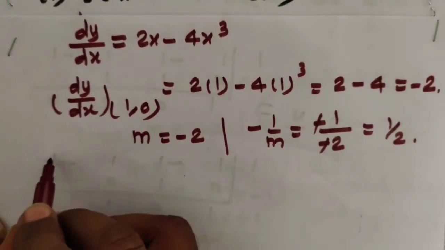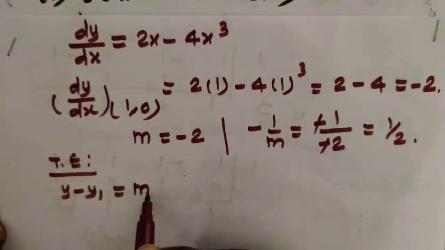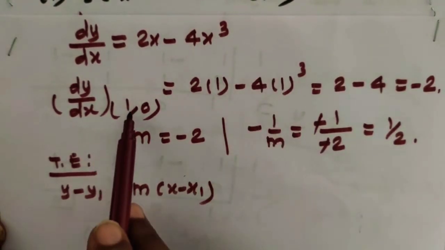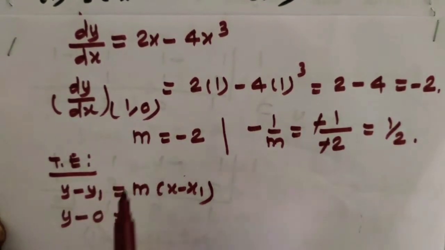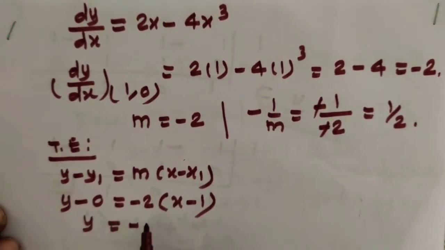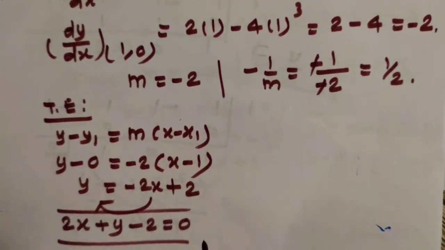Now the equation of tangent is y minus y1 is equal to m into x minus x1. Here x1 and y1 are the point (1, 0). Substitute: y minus 0, which is equal to slope m is minus 2 into x minus 1. So y minus 0 is y, which is equal to minus 2x minus 2 into minus 1 plus 2. Bring this to the left, so plus 2x plus y minus 2, which is equal to 0. This is the required tangent equation of the given curve.